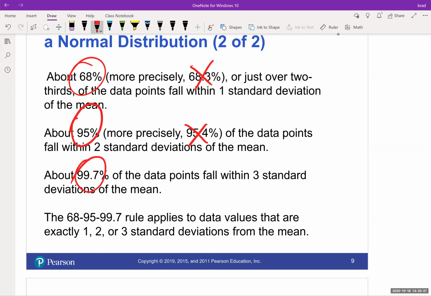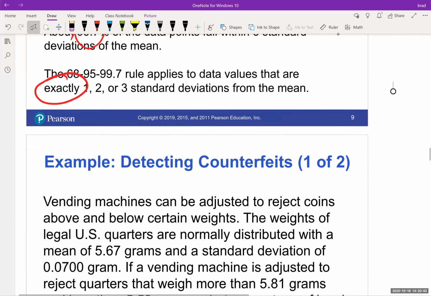It applies to values that are exactly 1, 2, or 3. So remember, for us, it would have to be exactly to use the empirical rule. Okay, so that's what the empirical rule says. Now, what if you're 2.7 standard deviations away? Well, then the empirical rule doesn't help us as much.